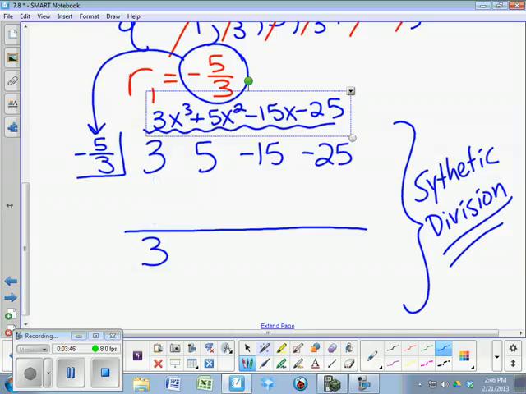The process of long division involves, like yesterday, multiplying, subtracting, carrying, and bringing things down, right? So does synthetic division. So I brought the 3 down, and what I do next is I multiply these guys. What's negative 5/3 times 3? It is negative 5. You put that answer up and to the right.